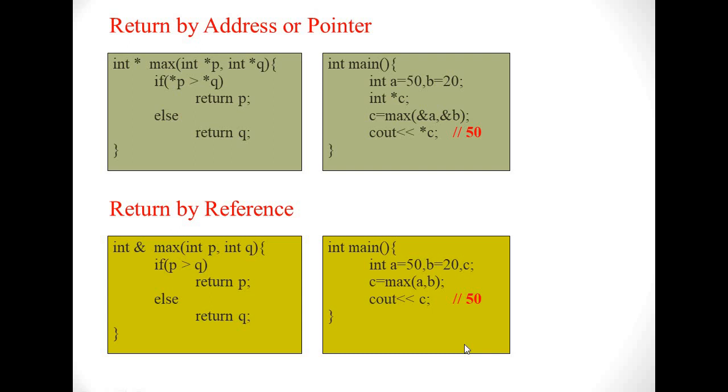Return by reference, just referring to the values 50, 20, and then we are giving the data type and the address, the ampersand symbol is used, and then the function will be called. The output will be 50. Just refer by the reference.